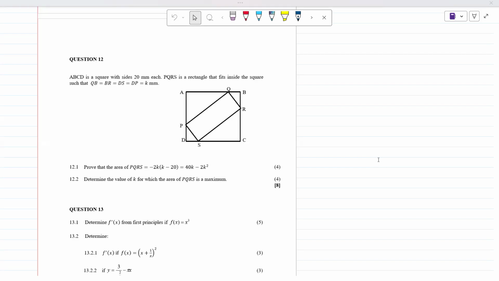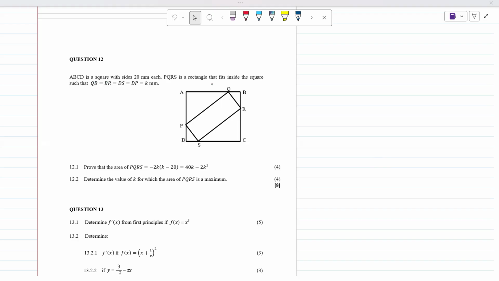Legendary mathematicians. Let us look at question 12, which is an optimization problem from calculus. In question 12, they say that ABCD is a square with sides 20 millimeters each.